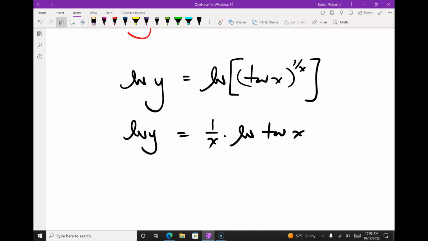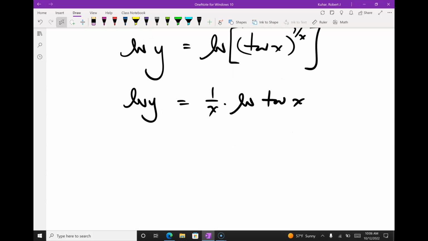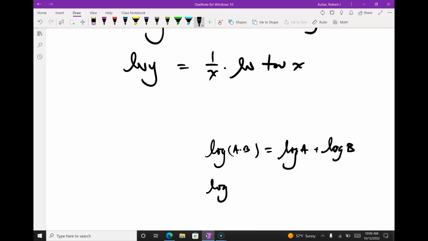If you don't remember the property, go to your pre-cal book or any pre-cal book and look up the properties of log functions. There's 3 that I would really want you to have memorized, maybe more. Let me just write them real quick. The log of a times b is the log of a plus the log of b. Right? You remember seeing that before? And of course, the log of a divided by b is log of a minus log of b.